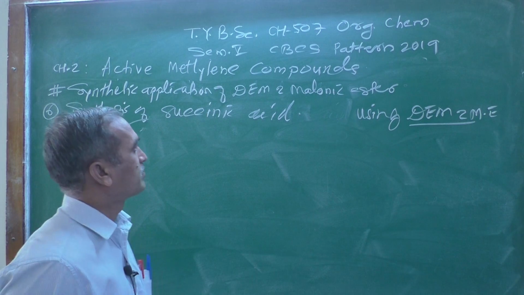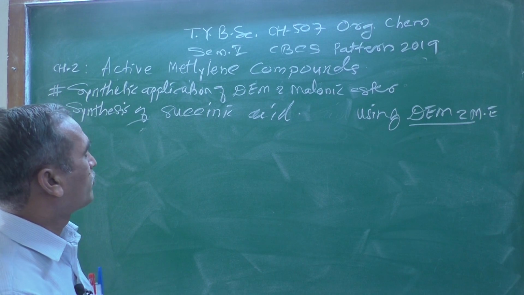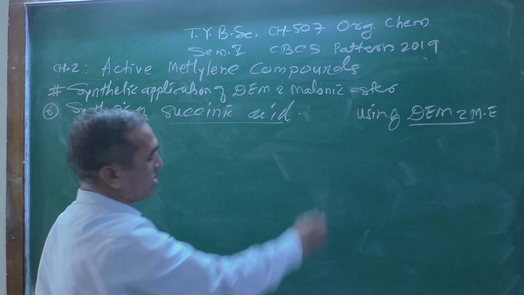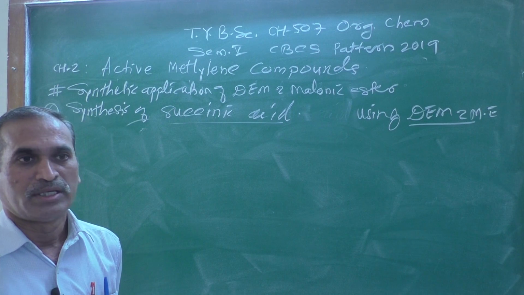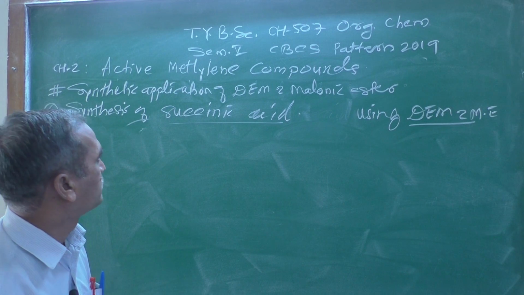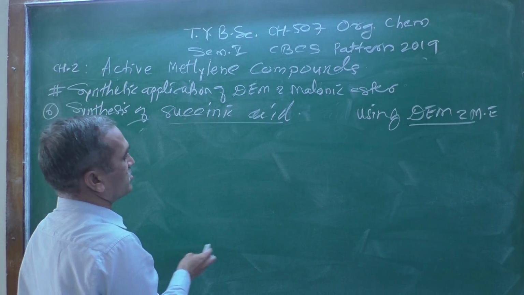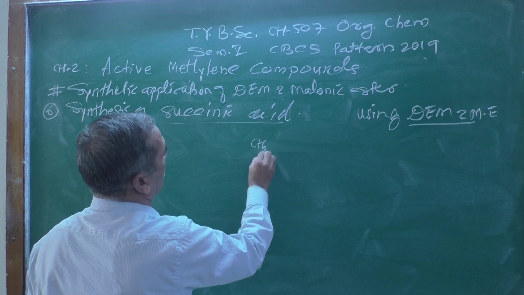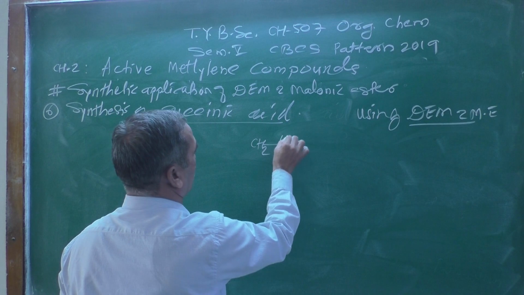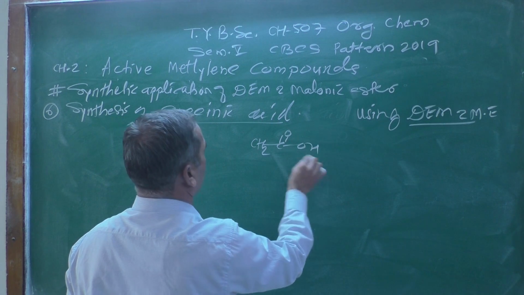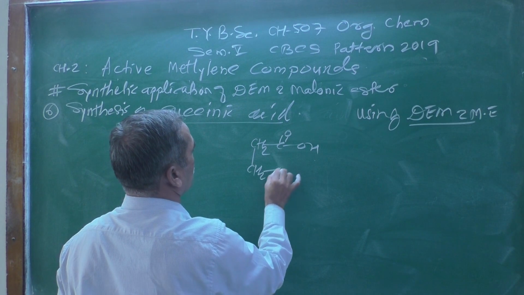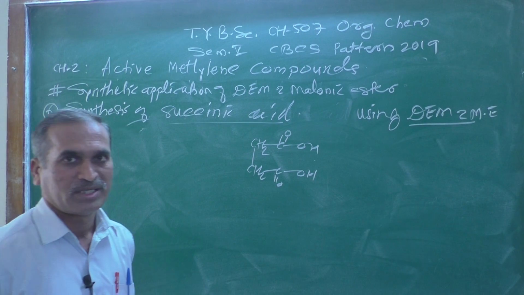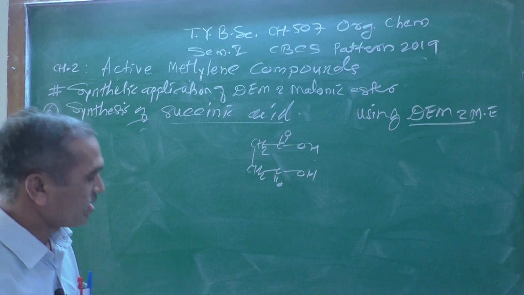Once again, what you required? You require first point to draw the correct structure of the given target molecule. Given target molecule is succinic acid. If you remember the structure of succinic acid, it is a dicarboxylic acid, C double bond OH, here also CH2, C double bond OH. This is the structure of succinic acid.